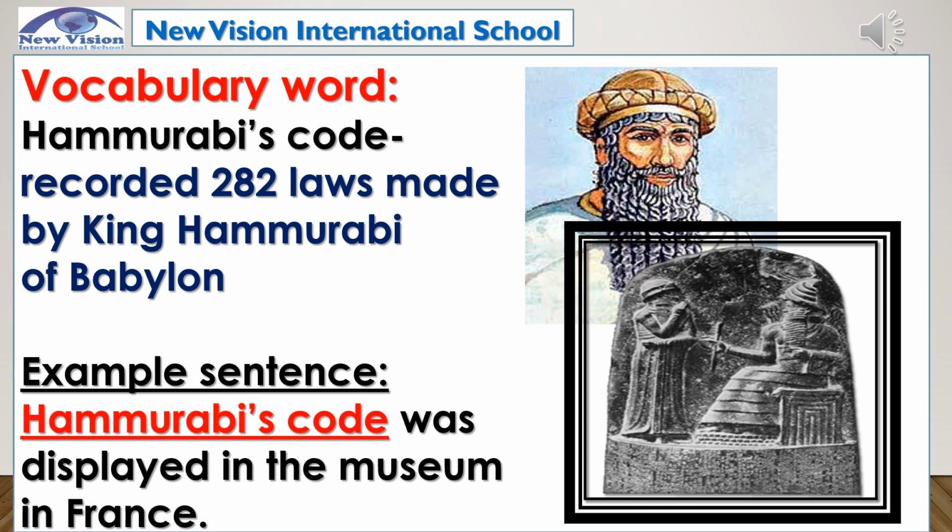Hammurabi's Code. It recorded 282 laws made by King Hammurabi of Babylon. Example sentence: Hammurabi's Code was displayed in the museum in France.